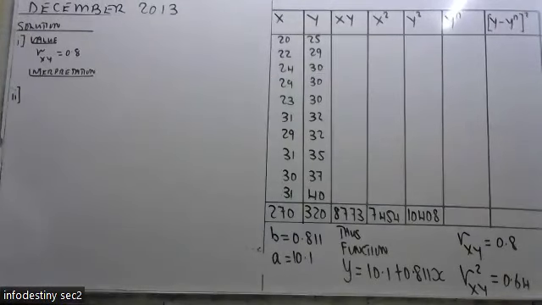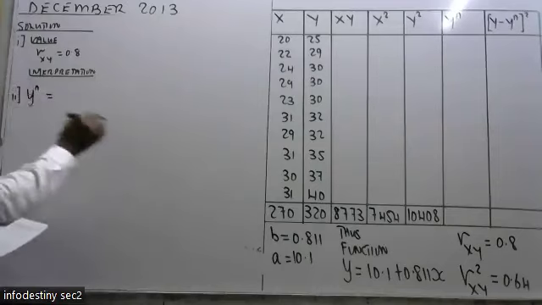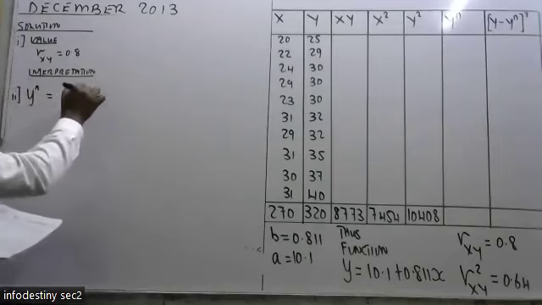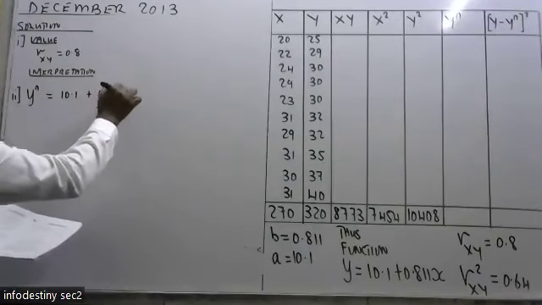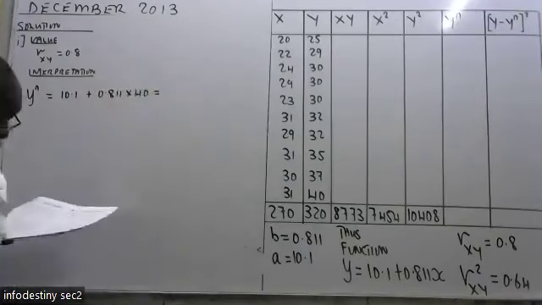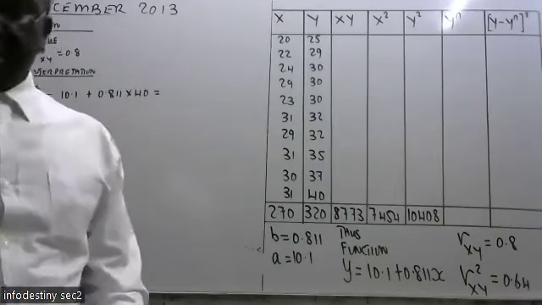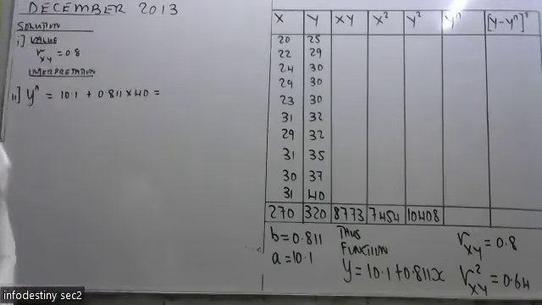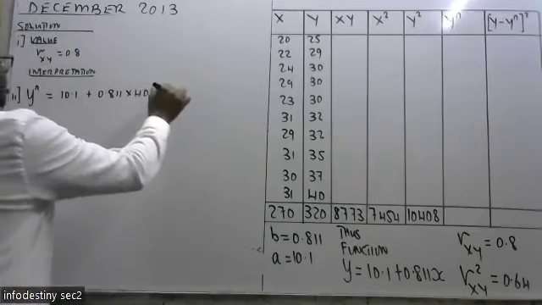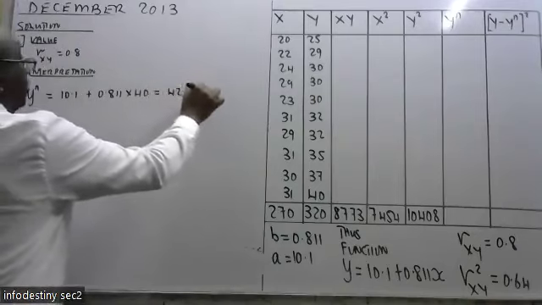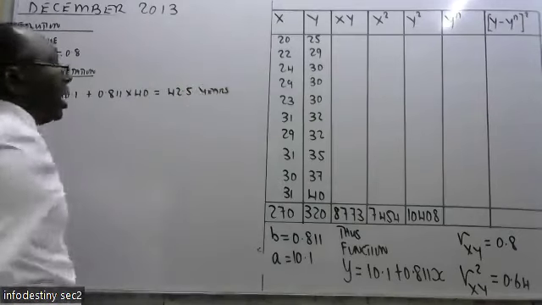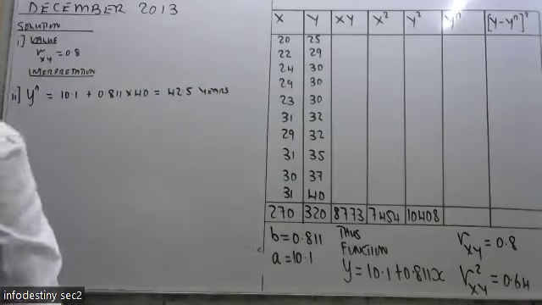Using ordinary least squares to predict the age of a husband who married a wife aged 40 years. So Y predicted should be, because you already have the equation, 10.1 plus 0.81 times 40. So if the wife is 40 years, how old should the husband be? 42.5 years. So around 43.